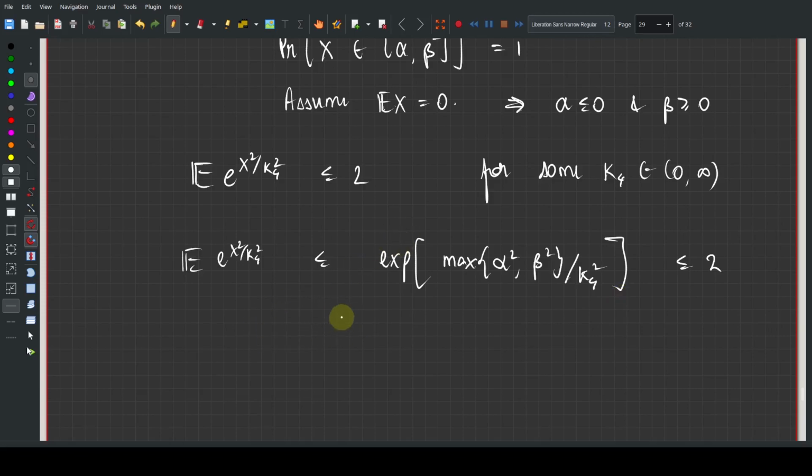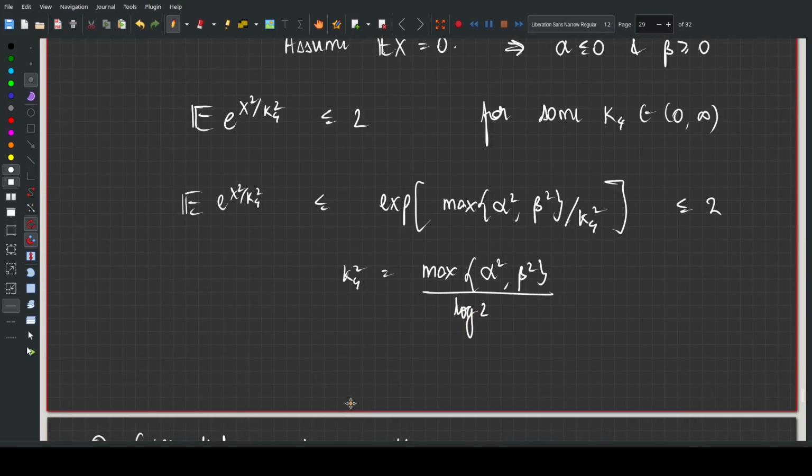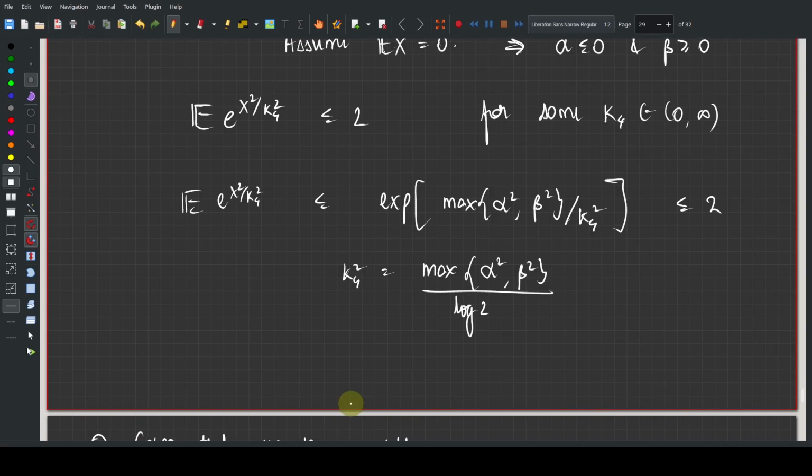Yep. So I can choose k4 square to be the max of alpha square, beta square divided by log 2. Okay, so that's great. So this implies that x is subgaussian. So all bounded random variables are subgaussian.